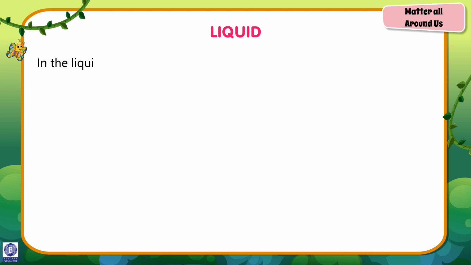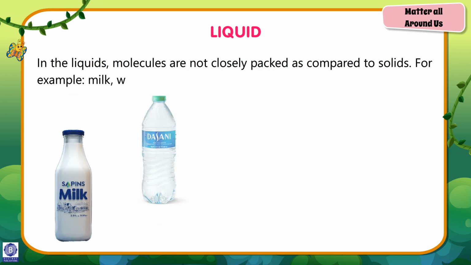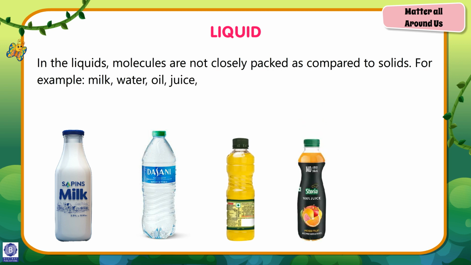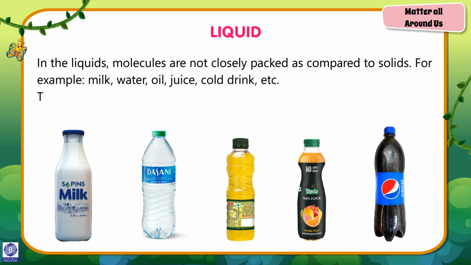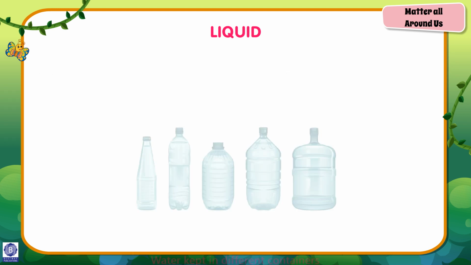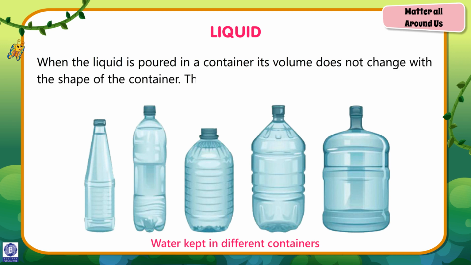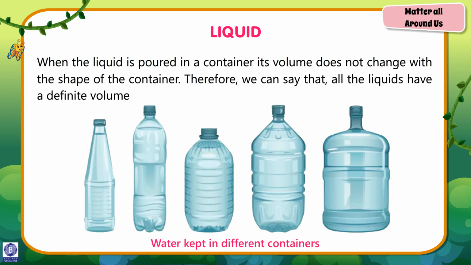Liquid. In liquids, molecules are not closely packed as compared to solids. For example, milk, water, oil, juice, cold drink, etc. They flow on a plane surface when we pour them. They take the shape of the container they are poured in. When a liquid is poured in a container, its volume does not change with the shape of the container. Therefore, we can say that all liquids have a definite volume but no definite shape.